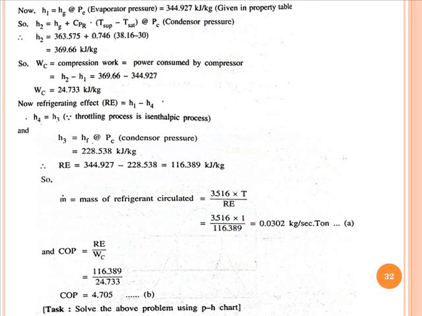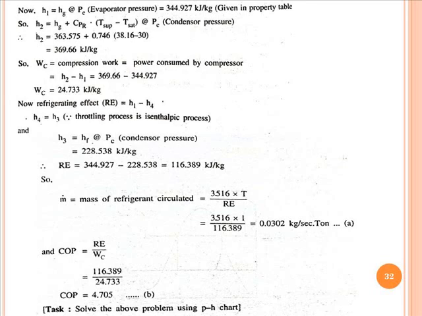Now we have to find the value of H2, that is enthalpy at state 2, for superheated refrigerant. That is equal to Hg plus Cp of refrigerant into superheat temperature minus saturation temperature at condenser pressure, and that value is obtained as 369.66 kilojoule per kilogram.